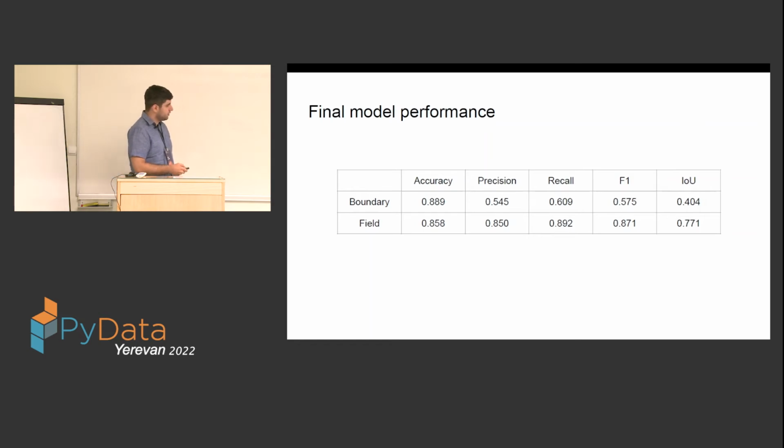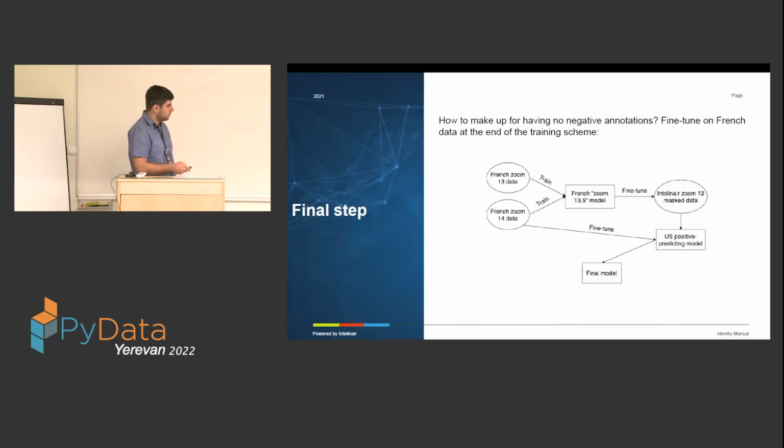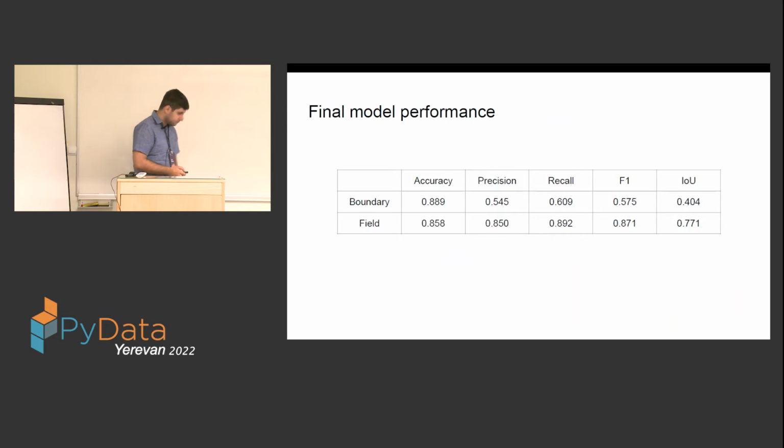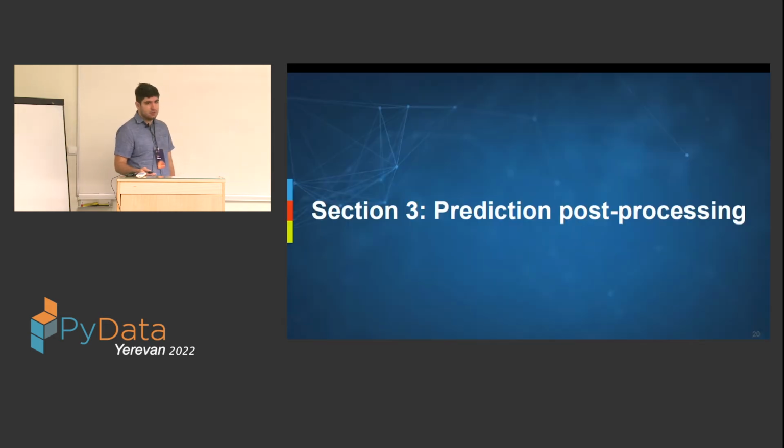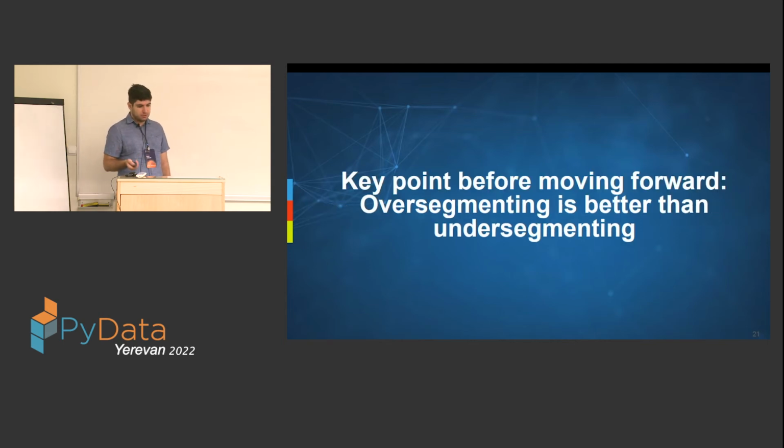These are the results of the final models after all this training. Now we have a model that is able to predict fields and boundaries. Great. So before moving on, let me stress a key point: under-segmenting is worse than over-segmenting.